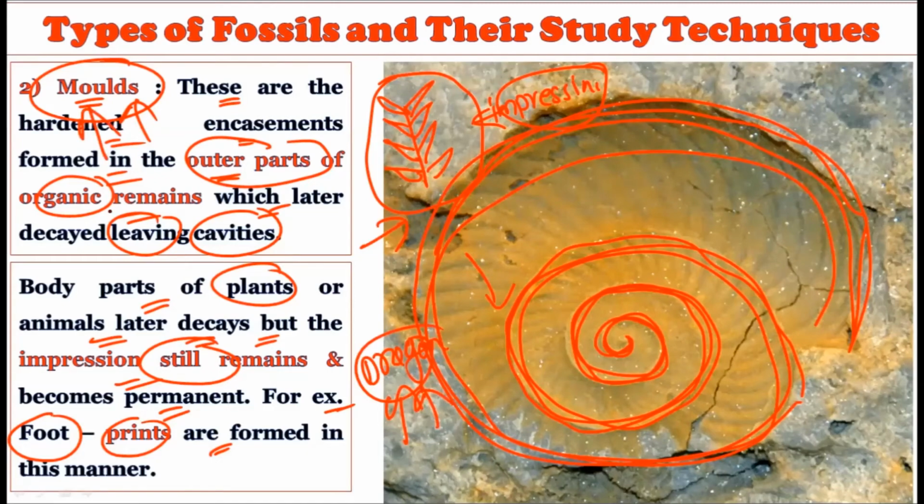So these are quite different from the actual remains, because in the actual remains you will always find a preservation of the whole body structure. But in molds you will find the body parts only, whether it's the outer part of arthropods or insects, or the outer body part of plants or animals. So the whole thing has gone, but what remains is only the impression on the rock.